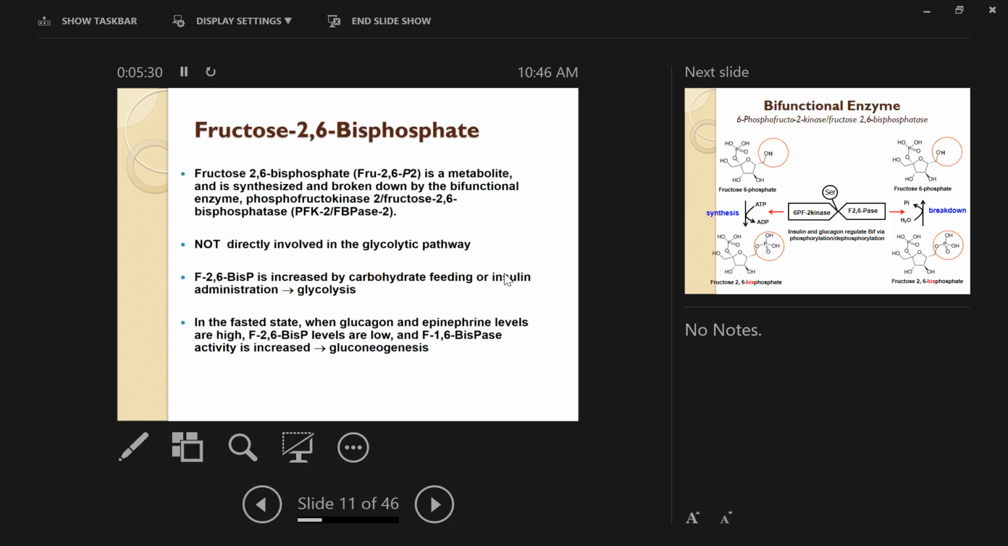So now let's talk about this key intermediate, fructose 2,6-biphosphate. This intermediate is synthesized and broken down by the bifunctional enzyme, as I just described in the last slide. And this intermediate is not directly involved in the glycolytic pathway. That means it's not a direct intermediate of the glycolysis pathway, right? Does that make sense?